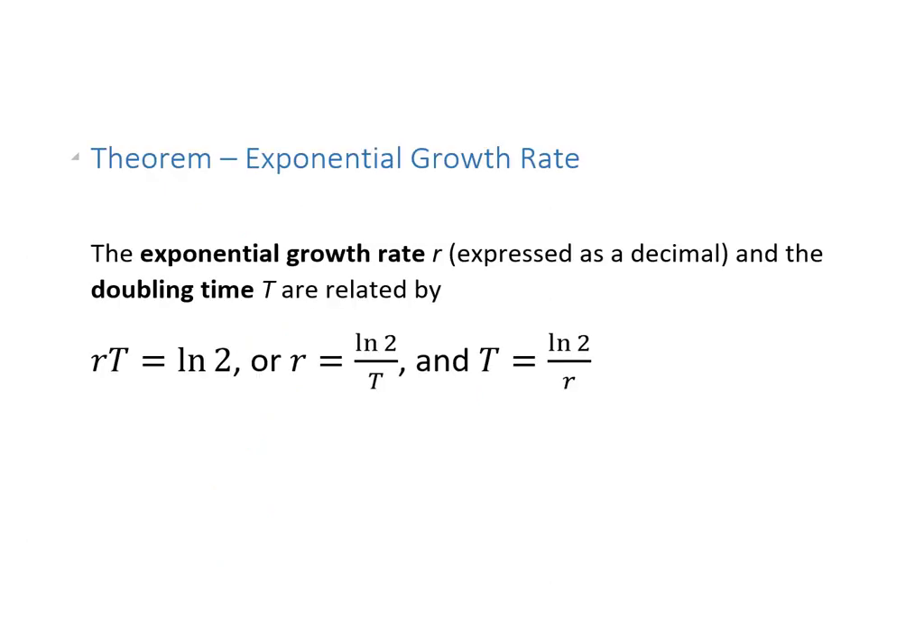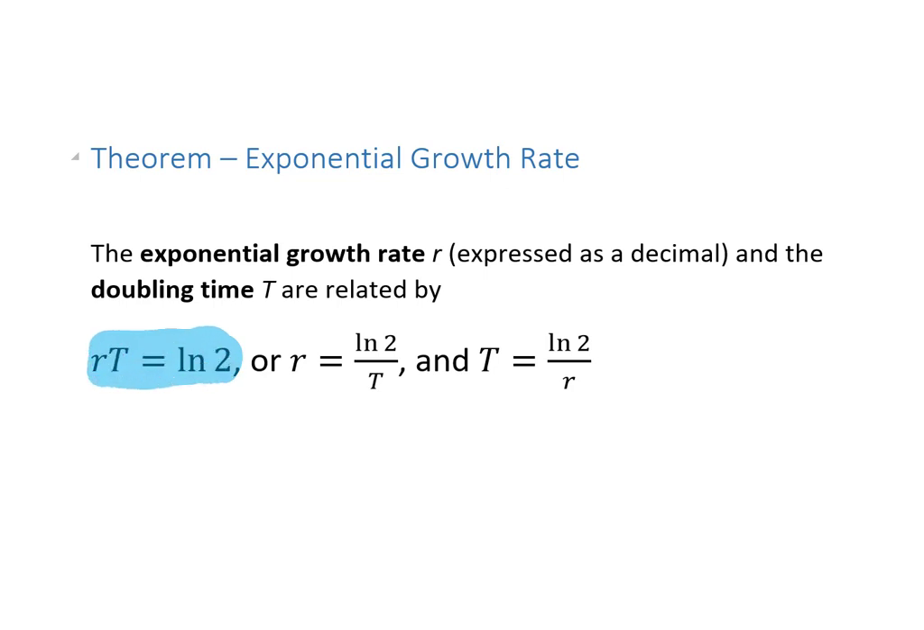We have a theorem about the exponential growth rate, expressed by r as a decimal, and t for how much time it takes. So when you do r times t, if you want to know how long it takes to double, then you would put ln of 2. And so r times t is equal to ln of 2.